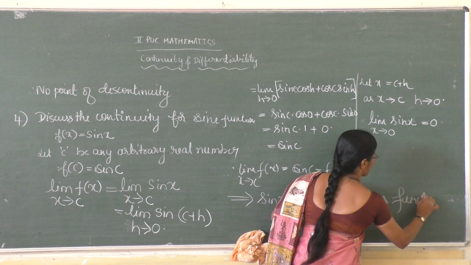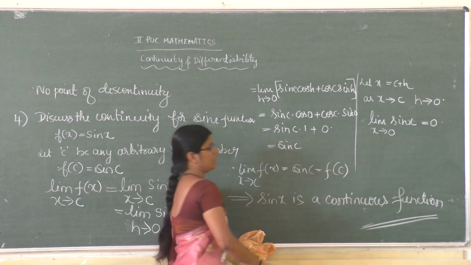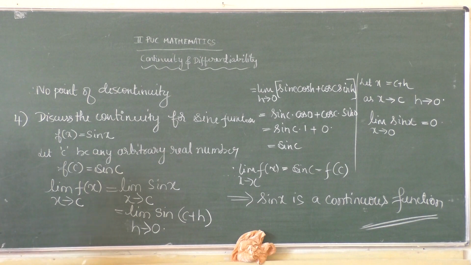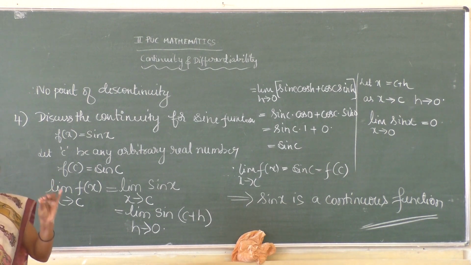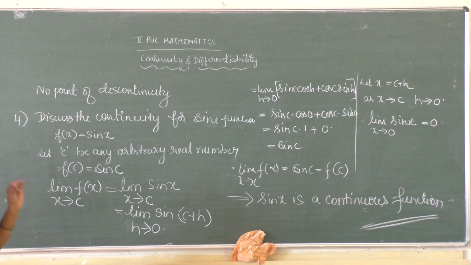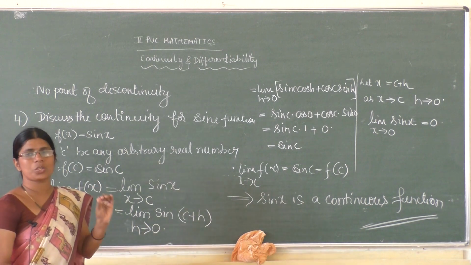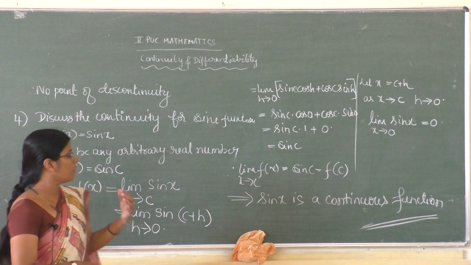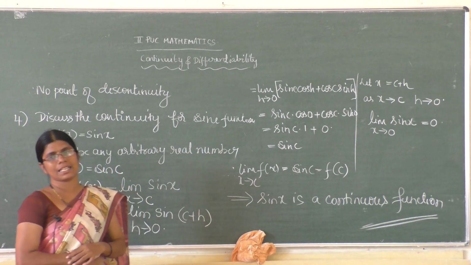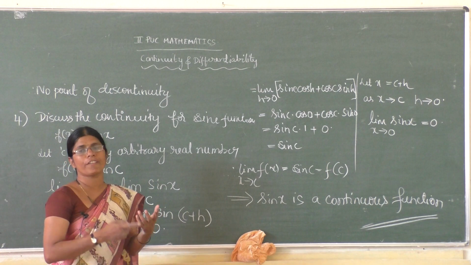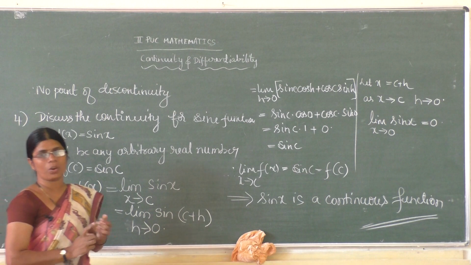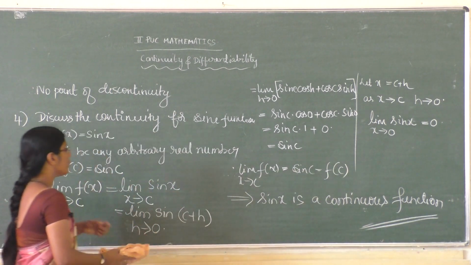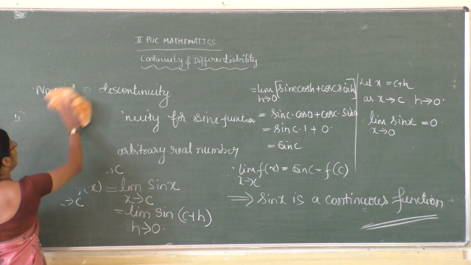So this is about the continuity of sin x. Similarly, we can say that cos x, tan x, cosecant x, secant x and cot x are also continuous functions in their domains. Let you take that as an exercise problem. That means you check the continuity of cos x, tan x, secant x, cosecant x and cot x. So now we know all these are continuous functions.